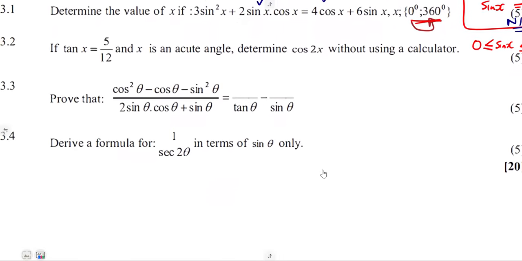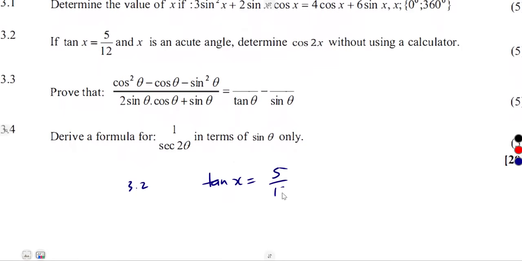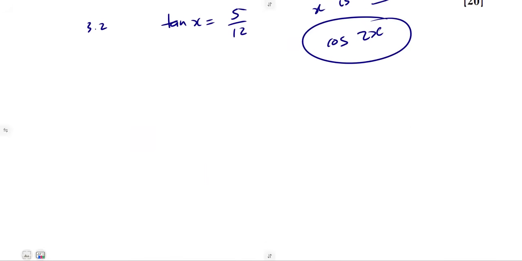Then 3.2, we are given there a tan of x. All right, let's see. And they are saying it's acute. x is acute. The tan of x is equal to 5 over 12, where x is acute, okay? So determine cos 2x without using a calculator. Cos of 2x, take note, not x, but 2x. So we must be very careful in our presentation. 2x. There it is x.